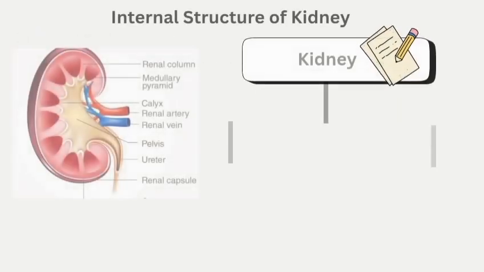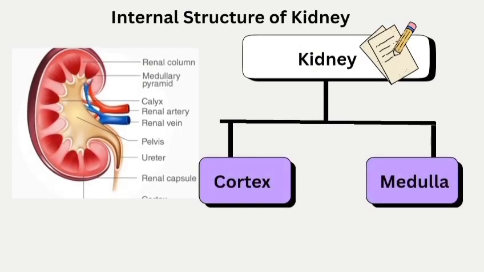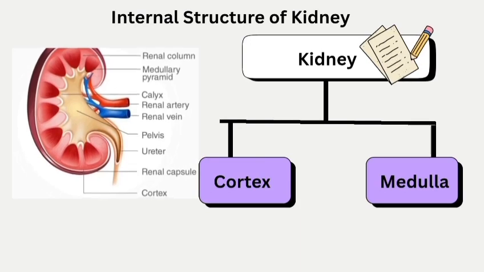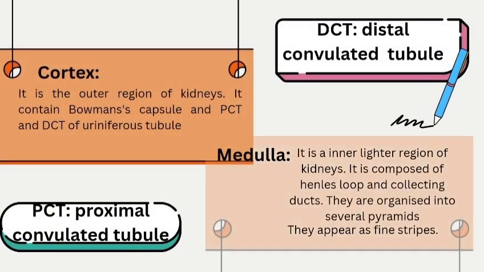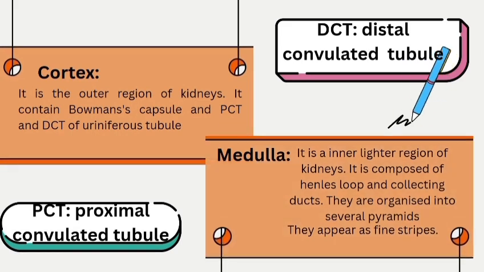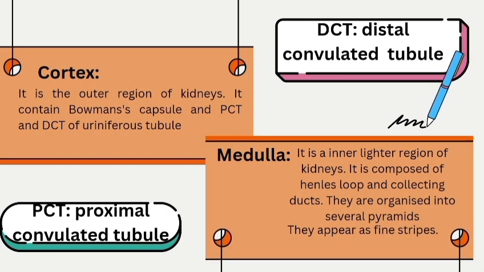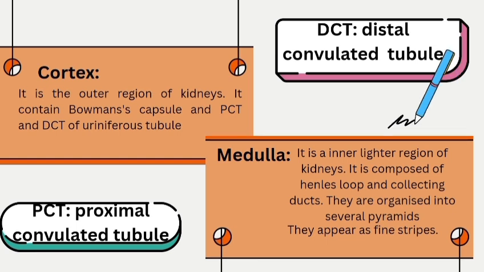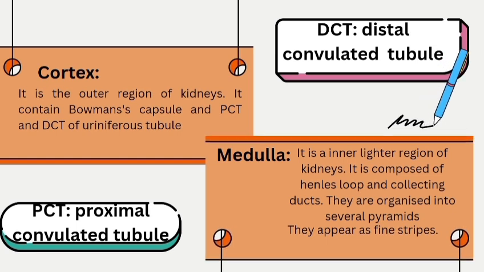Now let's move on. The next part of the chapter is the internal structure of the kidney. Kidney consists of 2 regions, the cortex and the medulla. Cortex is the outer dark region of the kidney. It contains Bowman's capsule and the PCT and DCT of the uriniferous tubule, that is, the proximal convoluted tubule and distal convoluted tubule. What is medulla? It is the inner region of the kidney. It is composed of loops of Henle and collecting ducts. They are organized into several pyramids. They appear as fine stripes.